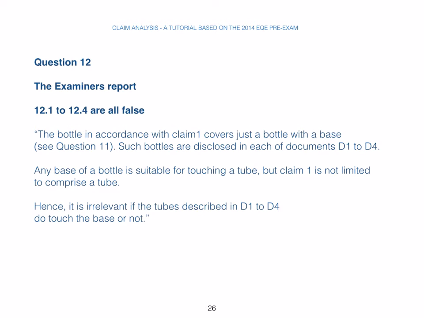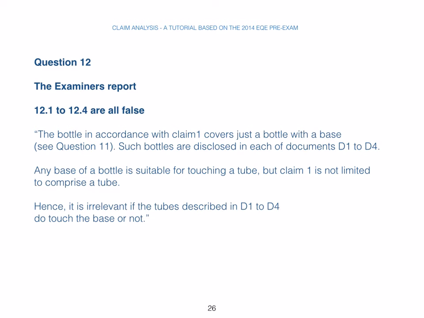I summarized that in my own words. The bottle's base merely has to be suitable to touch the tube, D1, D3, D4. Actual touching of the base, D2, is covered but is not required. And I add, D3's bottle is suitable for containing liquid soap. The definition of washing up liquid is similar, but in any event, the bottle is suitable for containing any liquid.